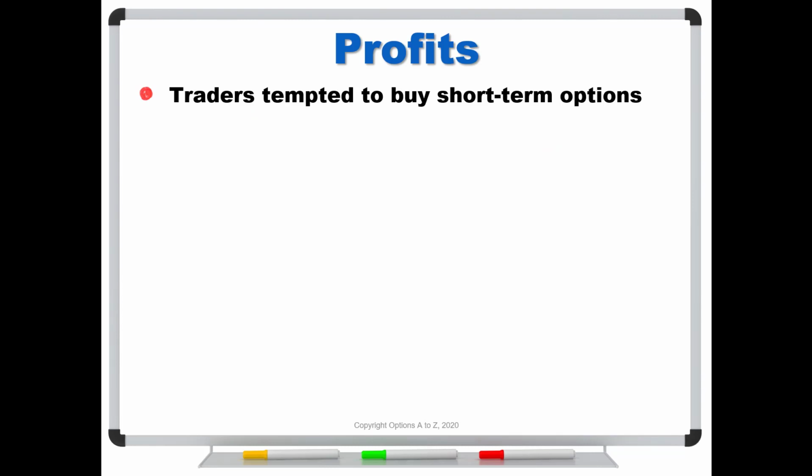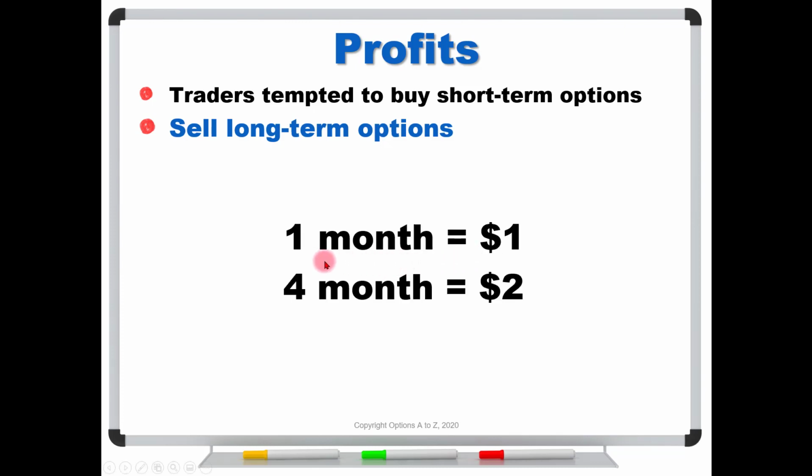But again, traders are tempted to buy the short-term options and they want to sell the long-term. Again, they want to buy these short-term options because they're cheap. They want to sell the long-dated options because they think they're getting in a lot of money. But they don't realize that on a per-day basis, they're doing exactly the opposite.